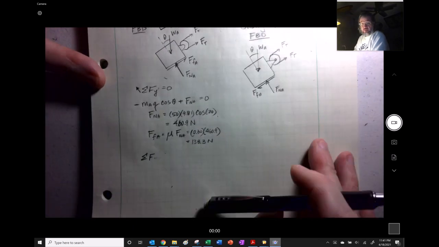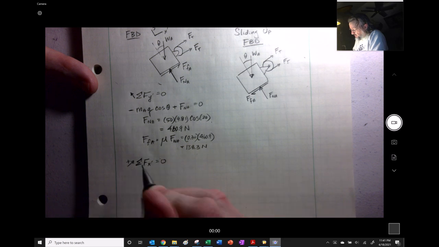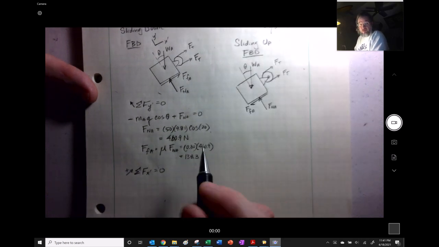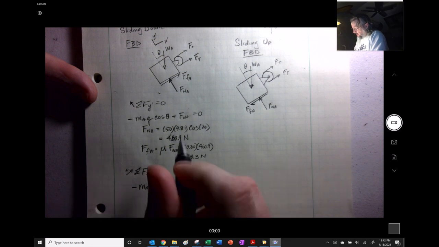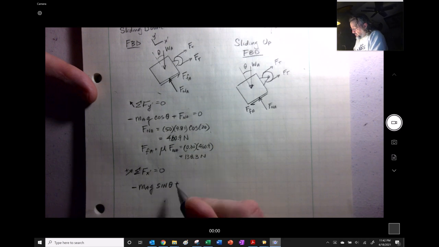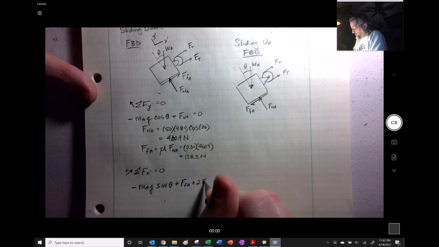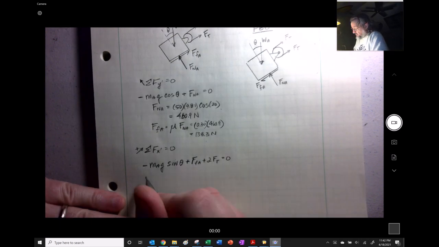Let's be aligned with this right here. In the x prime direction, the sum of forces equals 0. X prime is going up the slope that way. And we're going to say, once again, that's going to be a negative mg sine theta, but up the slope we're going to have a plus FfA, and then a plus 2FT equals 0. And I better hope this works out the right way right here.